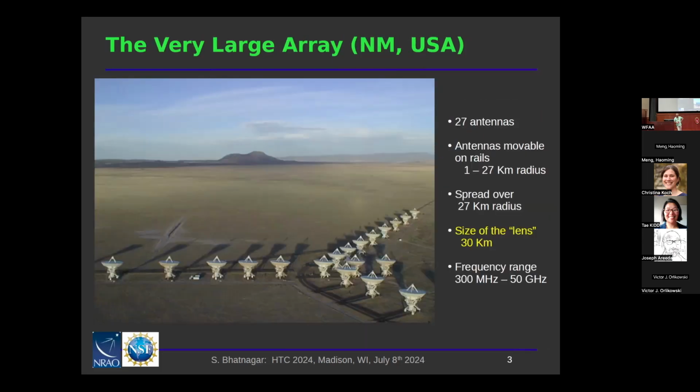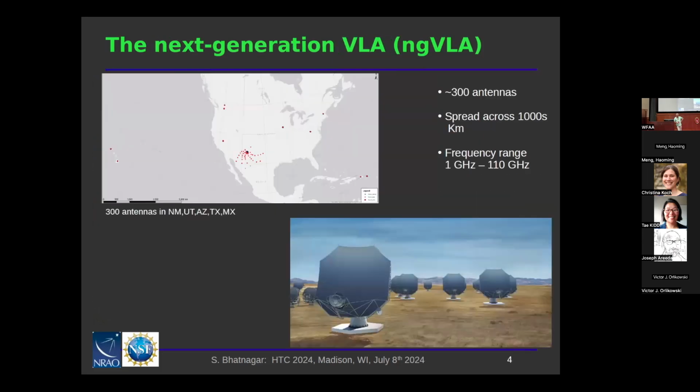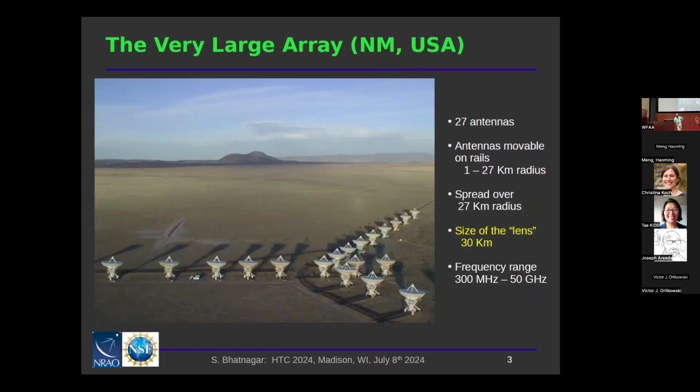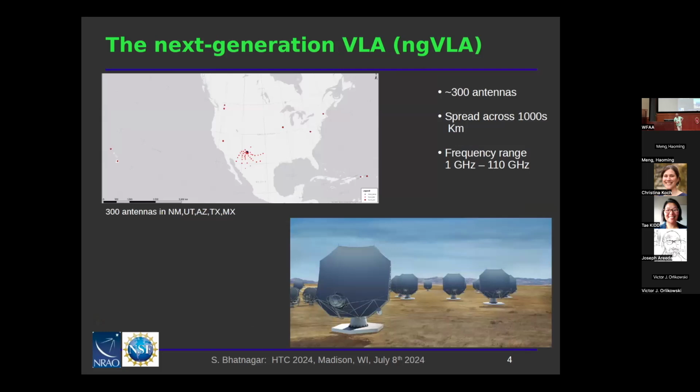What we are trying to replace this one with is what we call the Next Generation VLA, ngVLA. This one has 27 antennas. The next one will have 300 antennas. The current one is located in just New Mexico. This will be spread across the US Southwest and into Mexico as well. So very large scale, thousands of kilometers. And this is a simulation of what we think it will look like. It's not there on the ground yet.